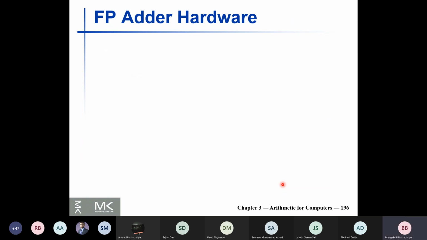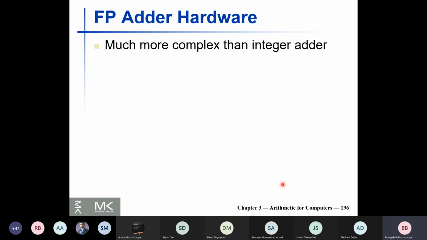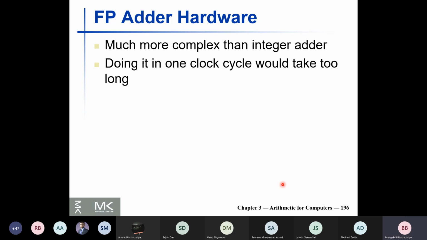Just look into this sketch of a hardware. It's not so easy to understand, but at least you get a top-down view of what is happening here. It's much more complex than the integer addition process because you have to implement all these operations: alignment, normalization, rounding, everything in hardware. If you want to do everything in one clock cycle, this is a complex, very involved task, and not only that, a sequence of actions.